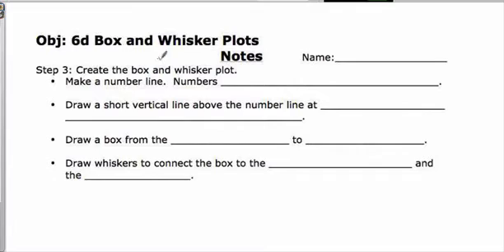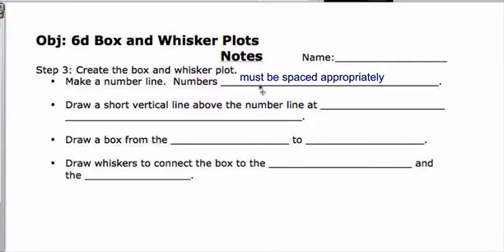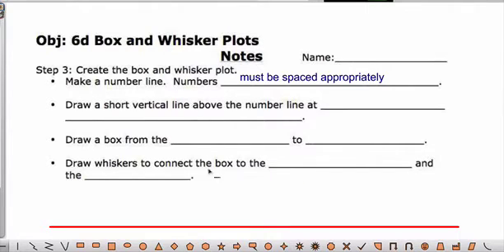Step 3, create the box and whisker plot. So make a number line. The numbers should be spaced appropriately. And what that means is, let's not draw a random number line down here with numbers just placed on it all over the place, willy-nilly. If you're going up by 5s, then there should be an equal distance between each of the numbers. Here's my number line. I'm going to draw a bunch of tick marks, and I am going to go up by 5. That's not always the best. It just depends on your situation.